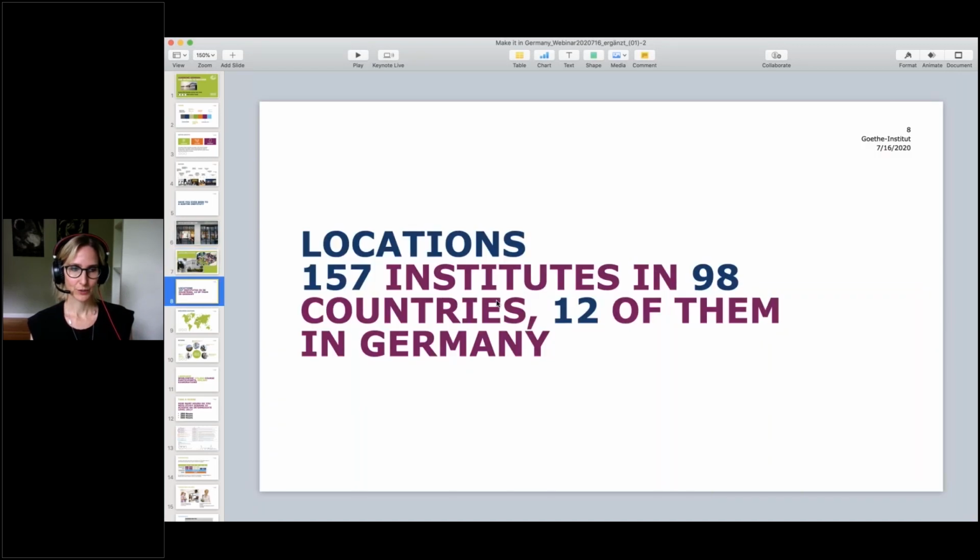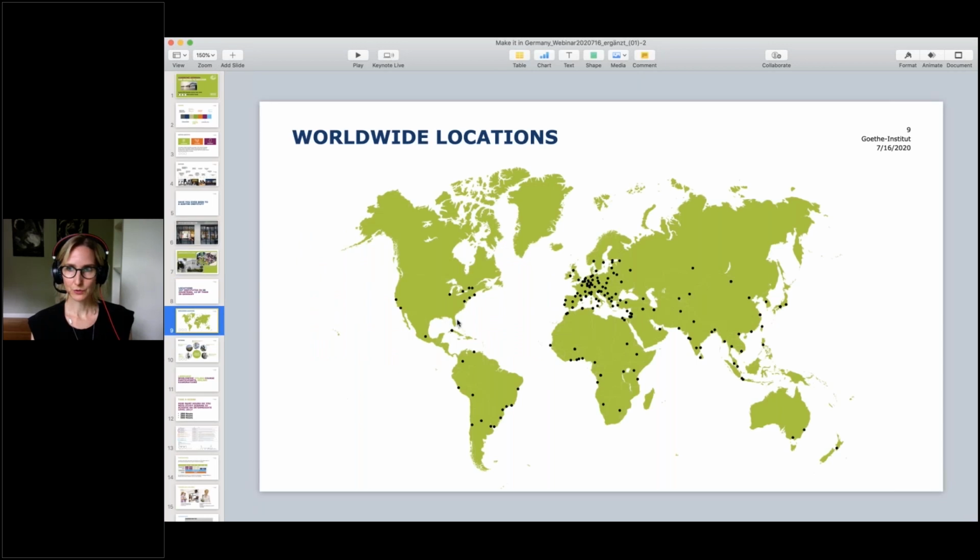We have 157 institutes in 98 countries. 12 of the Goethe-Instituts are in Germany, and all the other ones are in 98 countries. I also have a world map, so you get an impression of how the Goethe-Instituts are spread out around the world, and maybe give you an idea of where the closest institute is to where you are at.